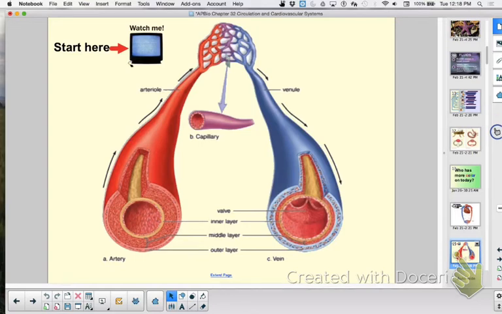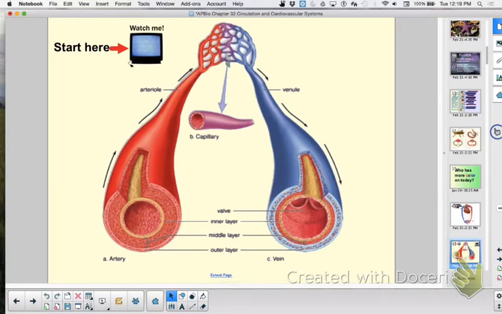Why are the veins wider? Why is their lumen wider? Because they have to accommodate more blood, because the blood is moving more slowly through the veins than it is in the arteries in the systemic circuit. Why do they have valves? Why that structure? To keep the blood flowing in one direction. Valves are about moving the blood in one direction.